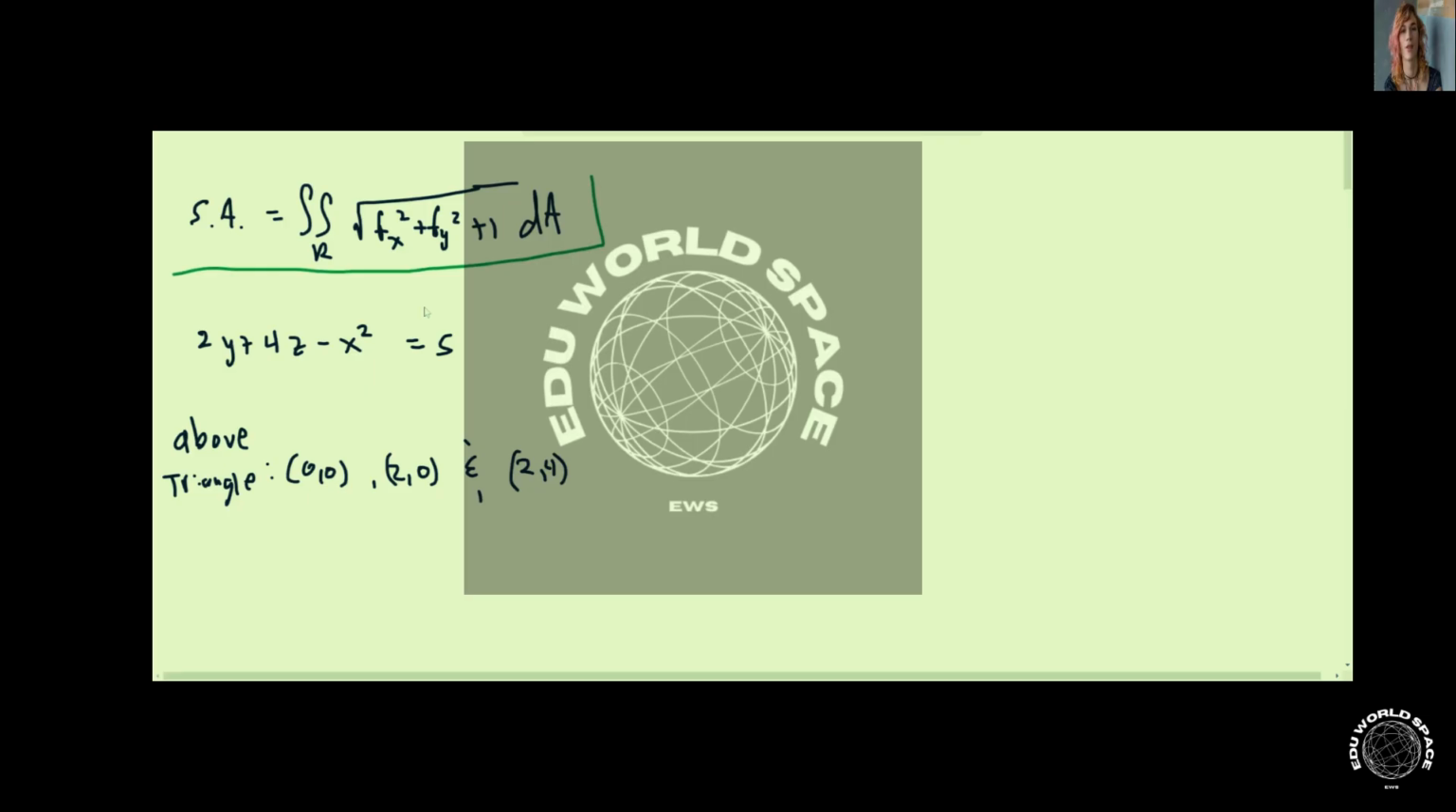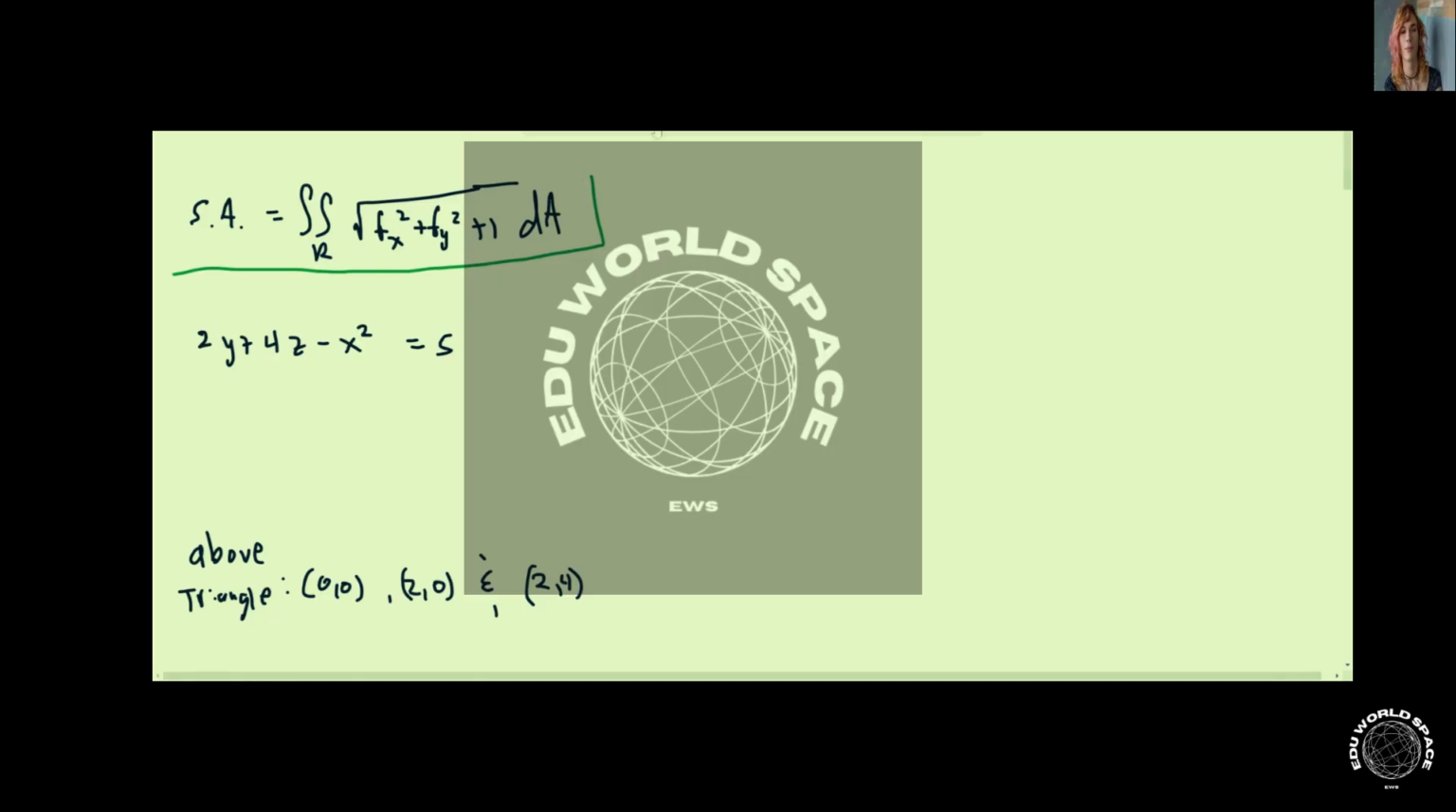So if we want to find the surface area above this triangle, first let's go ahead and find what our partial derivatives are going to be. So we first need to solve for z. So we would just move everything to the other side, divide by 4, so we end up with z is equal to (5 + x squared - 2y) all over 4.